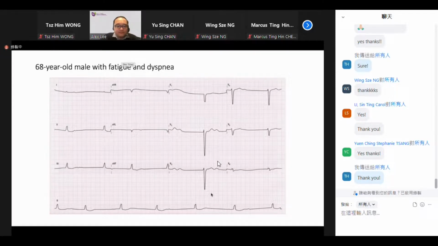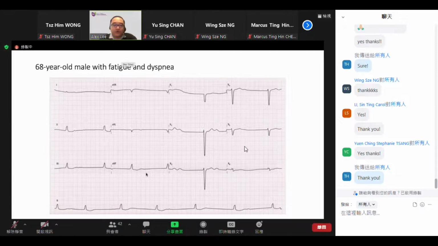Also earlier in aVR, aVL, aVF. Okay, so these are junctional beats, right? With these junctional beats, you don't see any P wave preceding the QRS complex. So it's a junctional rhythm. And you mentioned it is bradycardia, right? So what kind of bradycardia is this? Junctional bradycardia. Right, exactly. This is just junctional bradycardia.